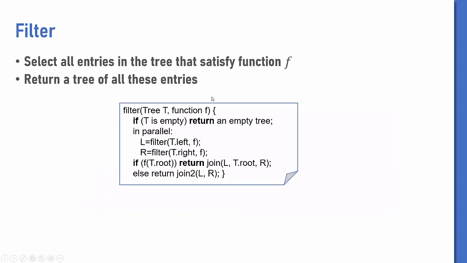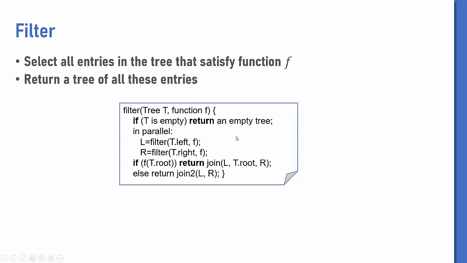Okay, so the next example I want to mention is a filter function. Now, given a tree and the predicate f, we want to return another tree with all elements satisfying this condition f. For example, you may want to select all the values in the tree that are even, or for a tree storing students' information, we want to know all the students in computer science major under 25 and so on. So again, the base case is when the tree is empty, we just return an empty tree.